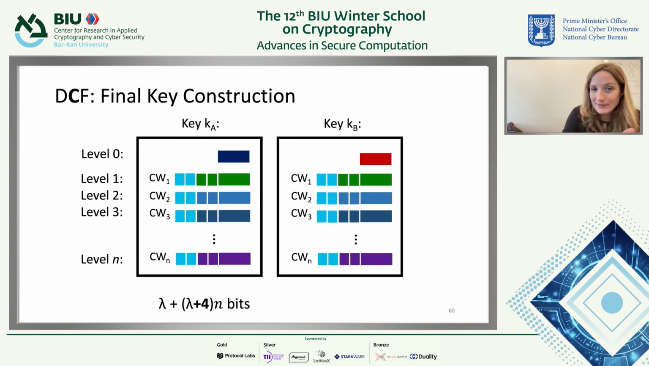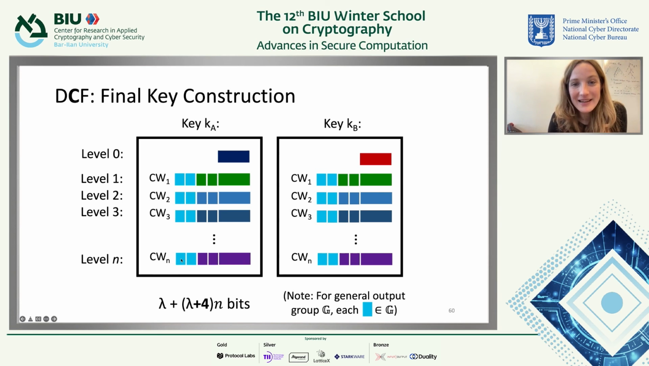I should put one caveat out there. This is the construction if your output group, if your output space, is bits. And in fact, what is this blue thing? Suppose that I want my comparison function to actually have a different output group. So instead of a bit, maybe I want this to be a secret sharing of 0 or 1, but over Zn, or over some other general abelian group G.